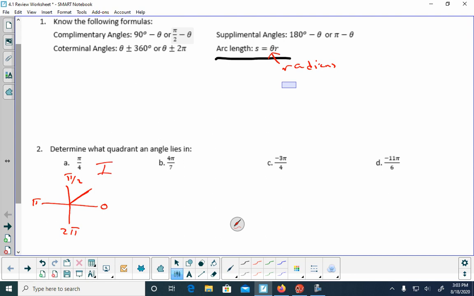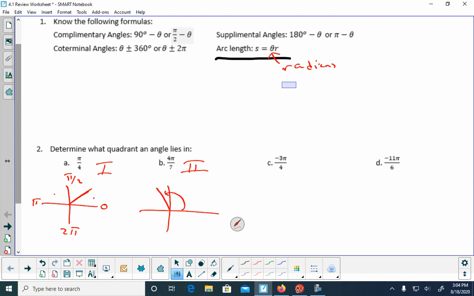If I have 4 pi over 7, I have to decide what quadrant it's in. I know it's either going to be in the first or the second quadrant because 4/7 is less than 1. But if I'm not sure whether it's greater or less than 1/2, on your calculator you can just take 4 divided by 7 and get a decimal, 0.57, which means it's greater than 1/2, which means this angle has to be here somewhere, so this is going to be in the second quadrant.